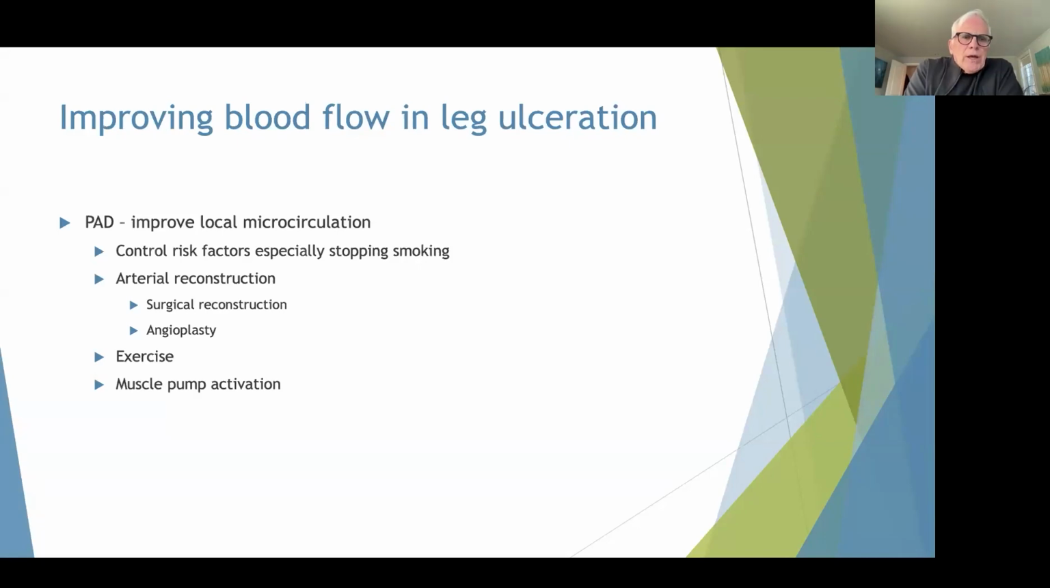Then obviously we do look at things like arterial reconstruction. I'll just touch on some of that shortly. Exercise is an important thing, probably a little bit more if patients have got more claudication type symptoms, but it can also help the perfusion with wounds as well, as long, of course, as they're not causing damage, because a lot of their wounds are on the foot. So it's not always as easy to do a lot of walking. And then muscle pump activation, again, which I'll show you, also has a significant role in the management of ulcers due to arterial disease.